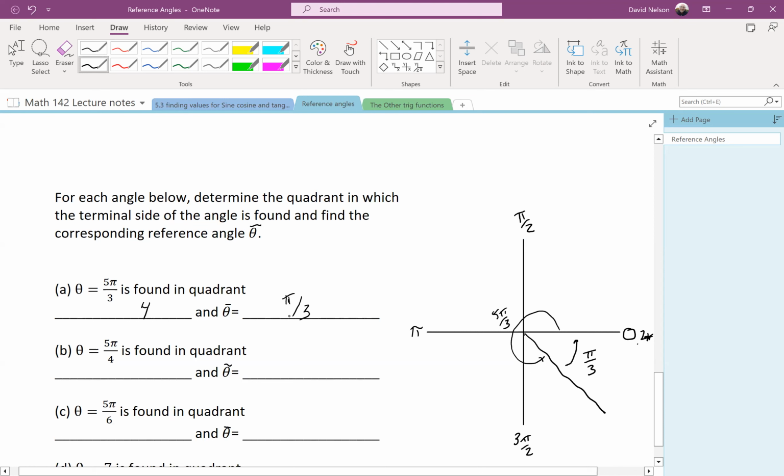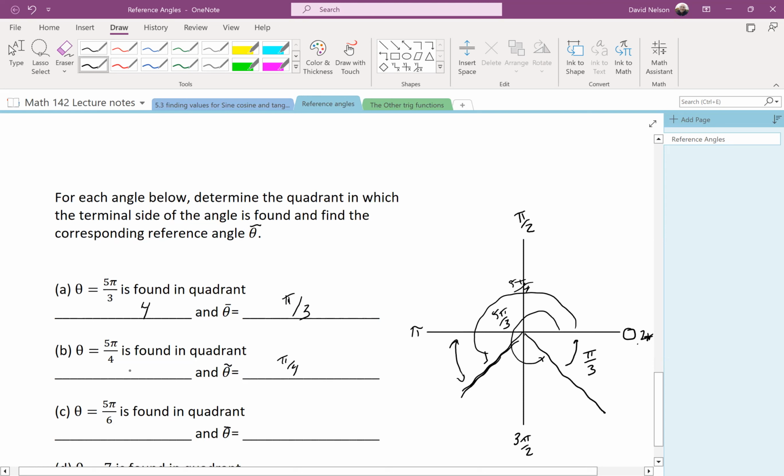5 pi over 4 is a pi over 4 more than pi. So 5 pi over 4 actually ends up here in the third quadrant. It's like a 45-degree angle that you're looking at for 5 pi over 4. And the angle going back to the x-axis, the reference angle, would be that angle in there. I know it's 5 pi over 4 there, so if I want to go back to pi, 5 pi over 4 minus pi ends you back to pi over 4, and that ends us in the third quadrant.